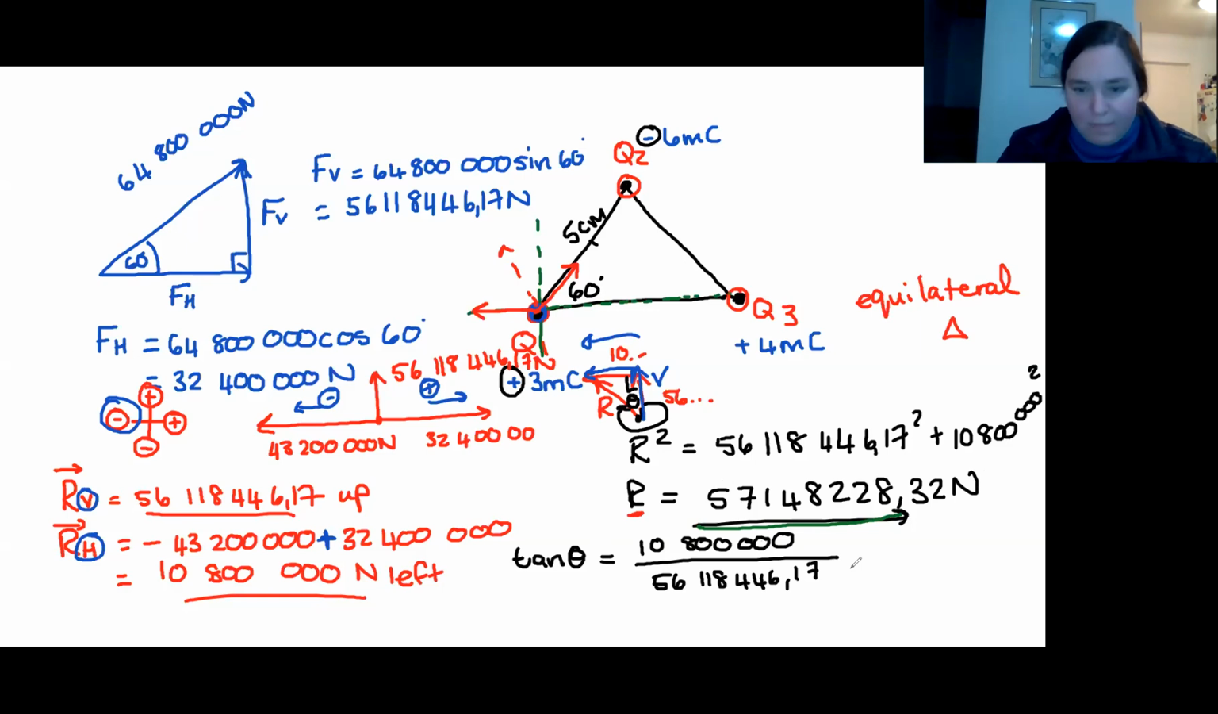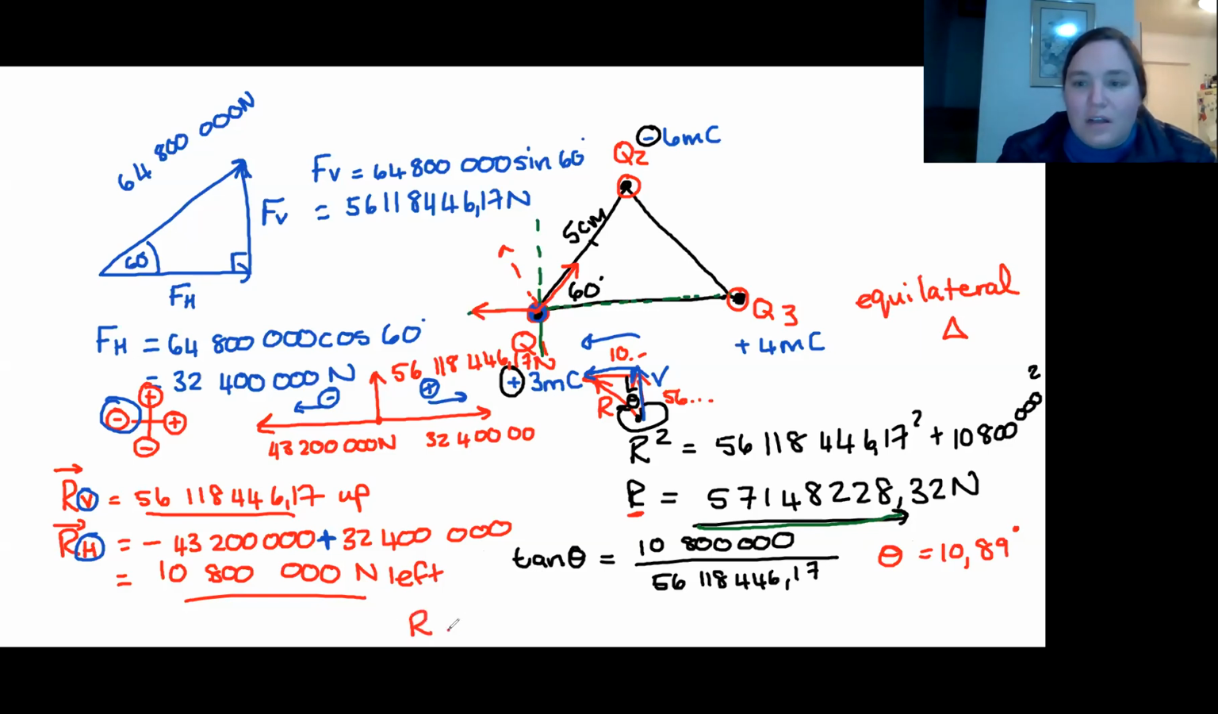So I'm doing shift tan or second function tan, 10,800,000, I hope I've got enough zeros. Yeah, that looks right. Divided by 56,118,446.17. And I get an answer that the angle theta is 10.89 degrees. So once I've worked that out, I can then go and say that my bearing would be 360 minus this. So my bearing is going to be 349.